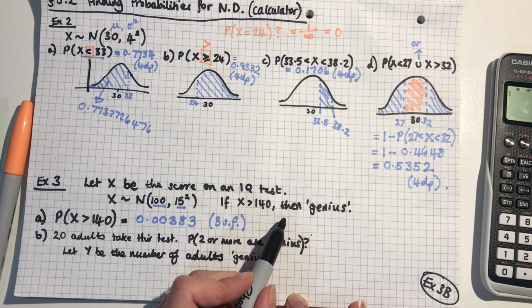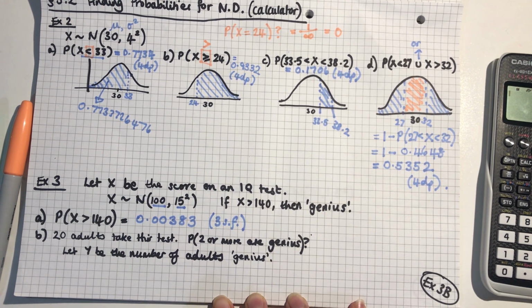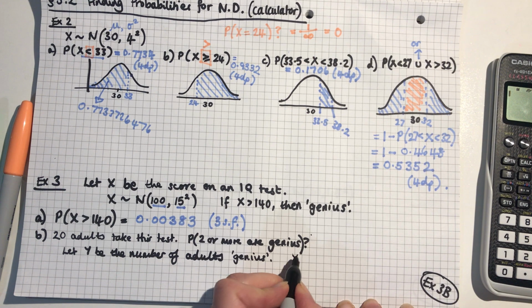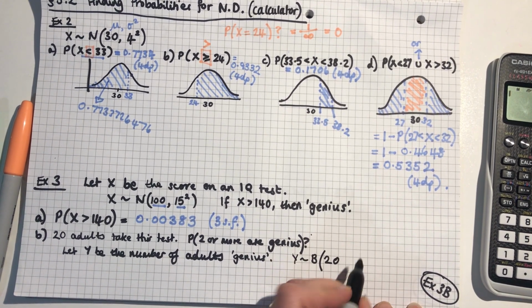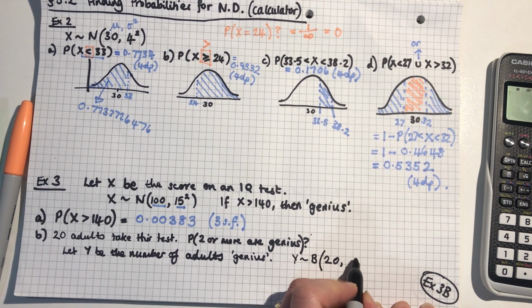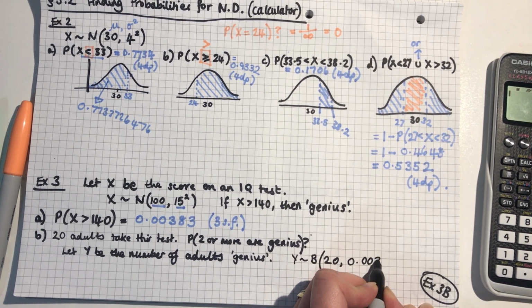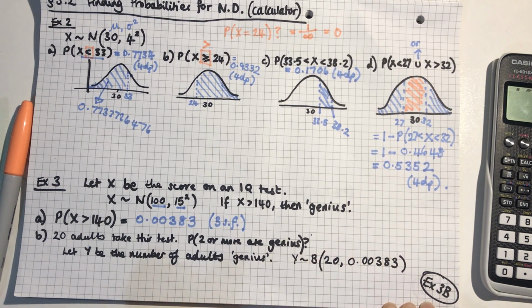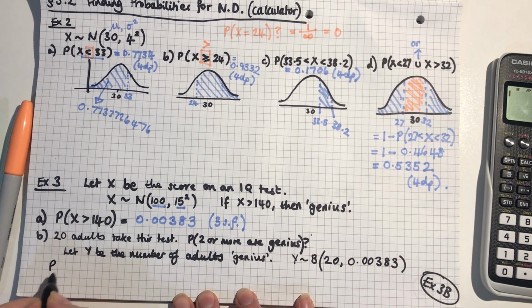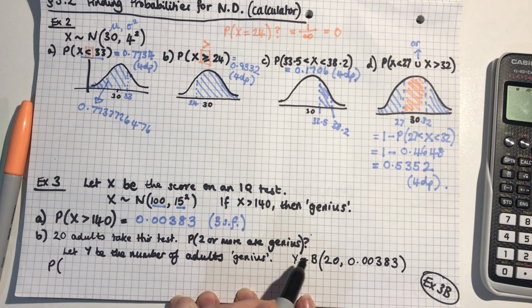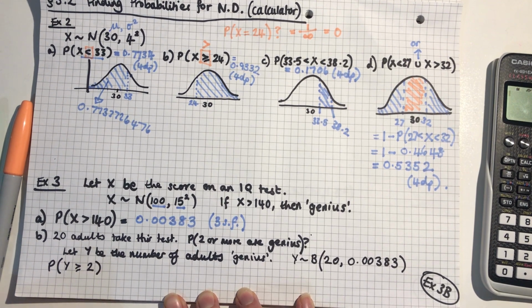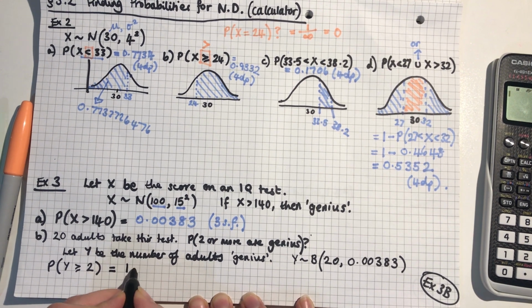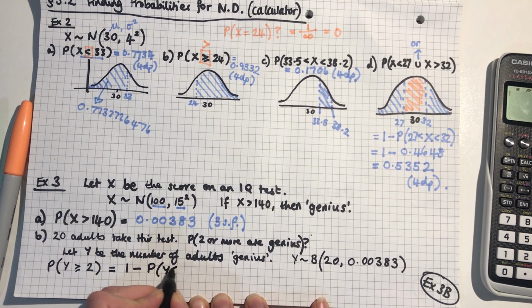So we have a binomial distribution because it fits all the conditions for that. So we can say that y is binomially distributed. We've got 20 trials because that's our 20 adults, and the probability of being classed a genius in each trial is 0.00383. And given that distribution, we now need to work out the probability that 2 or more are a genius. So the probability that y is greater than or equal to 2. Now, we know that that is 1 minus the probability that y is less than or equal to 1.